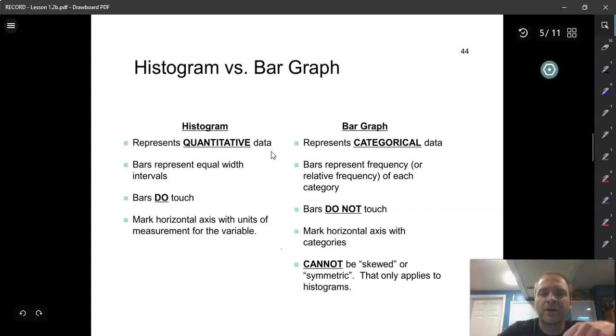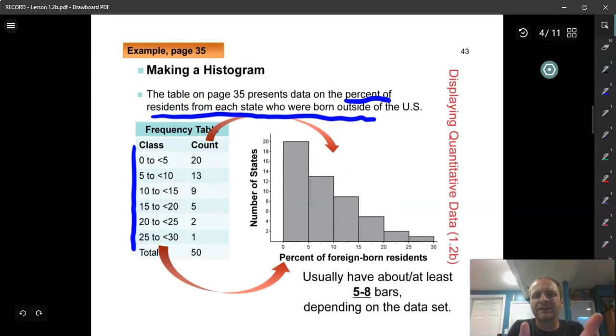Another big difference, which goes with the quantitative versus categorical point, is that with bar graphs you cannot tell me any information about shape. You can't tell me if it's skewed or symmetric, because the order of the bars doesn't matter, since they're categories. But with a histogram, you have the ability to tell me about shape. You can analyze center a little bit, analyze spread, and you might be able to identify possible outliers. I could look at this and say that the percent of residents from each state who were born outside of the United States is skewed right.